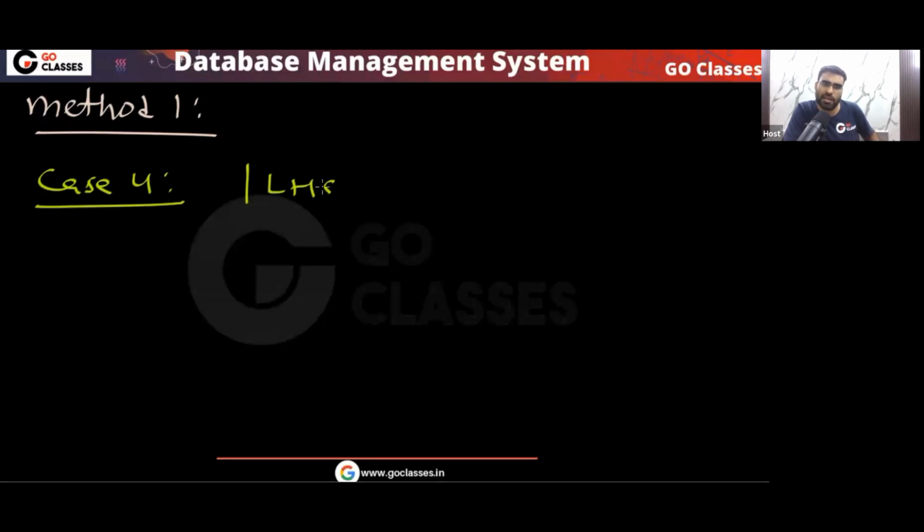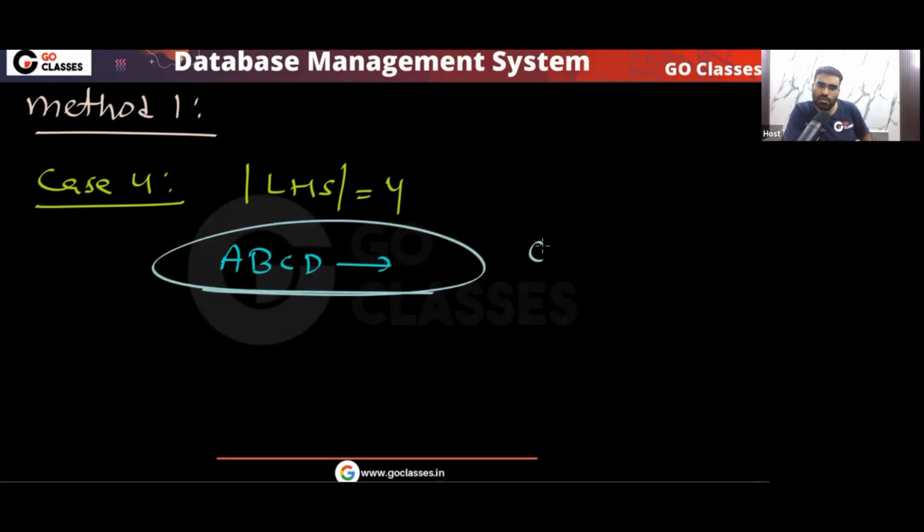And what is case number 4? Can I put LHS cardinality equal to 4? See, method 1 we are considering. This case number 4 means LHS cardinality is 4. If I put all the 4 attributes on the LHS, then how many useful FDs can I create? No useful FD of this type. 0 useful FDs of this type. So in this case, 0.